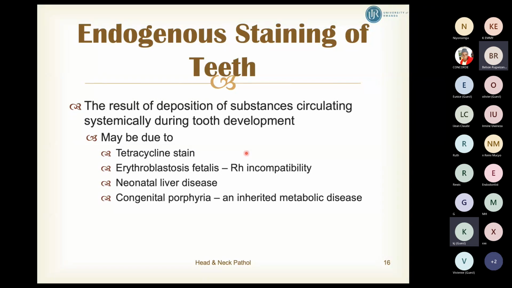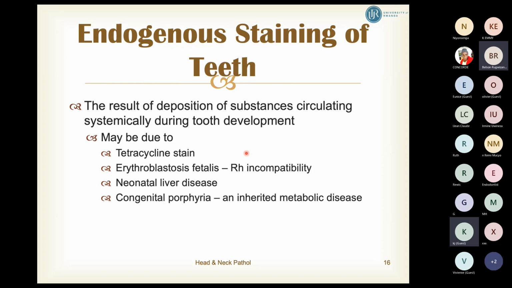Red blood cells are destroyed and so on. So that is what is called erythroblastosis fetalis. Also, there are some children who can have neonatal liver disease, and the liver is the main industry producing most of the proteins and the other things. So the decrease in some substances can cause the teeth to be abnormally stained.